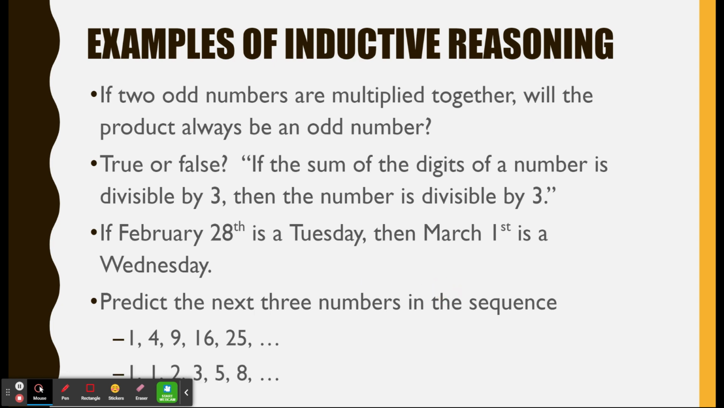Another example here: 1, 1, 2, 3, 5, 8. What is the next step? How do we get to the next three numbers? It appears that we're taking the previous two numbers and adding them.